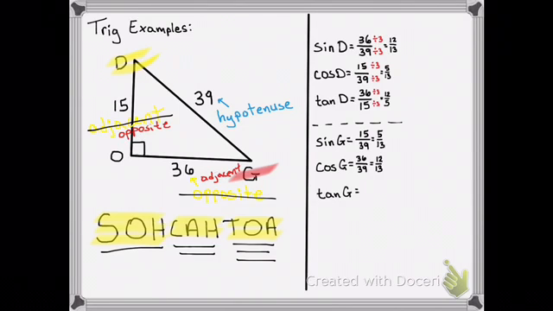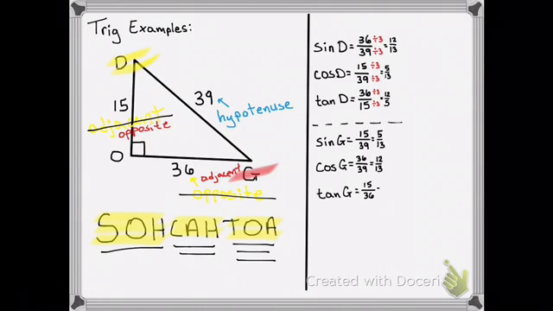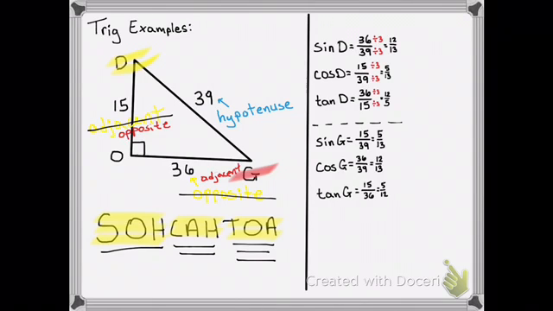Finally, the tangent of angle G, that's going to be the side opposite divided by the side adjacent. The side opposite is 15. The side adjacent is 36. So when we reduce that, we get 5/12. Notice that tangent for G is different than the tangent for D. So depending on what angle we have there, it's different. That shouldn't be a surprise.